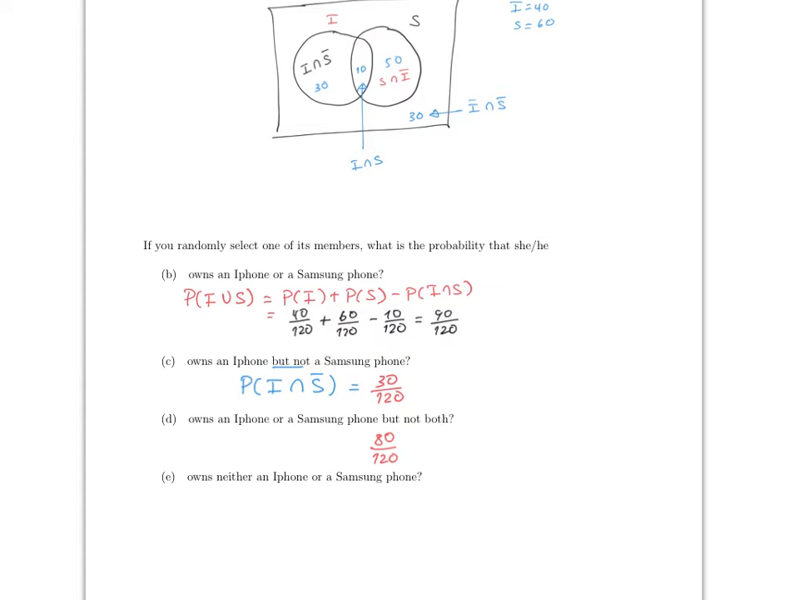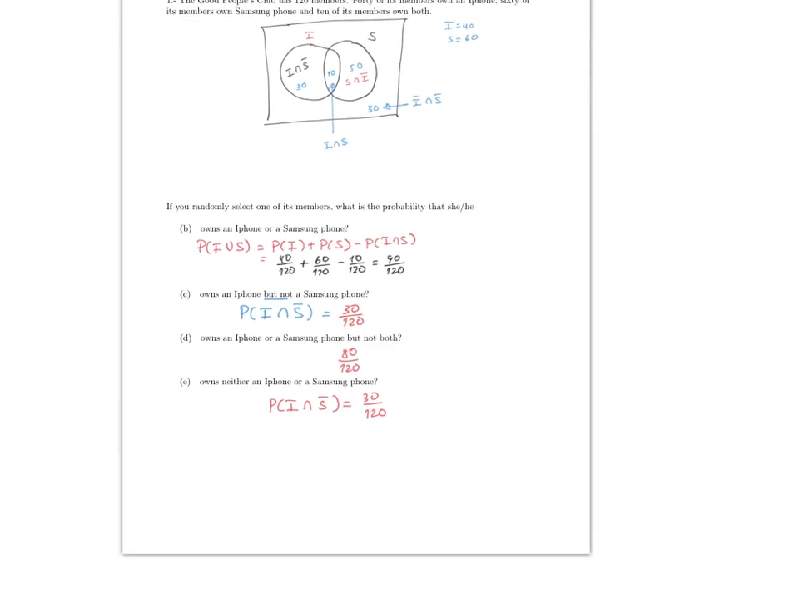Now, this part says, what's the probability that the person has neither an iPhone nor a Samsung phone? So then in this case, it will be this value right here. That's why you need to have this at the end. So therefore, this is 30 over 120. And that's it. Is that okay?